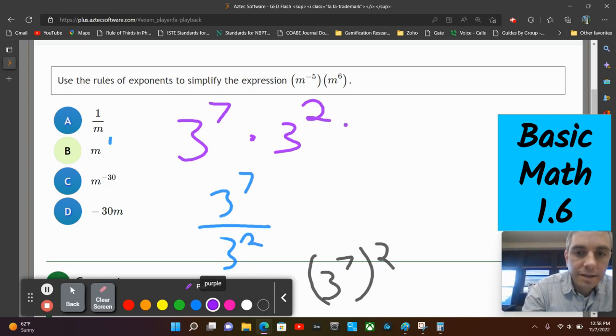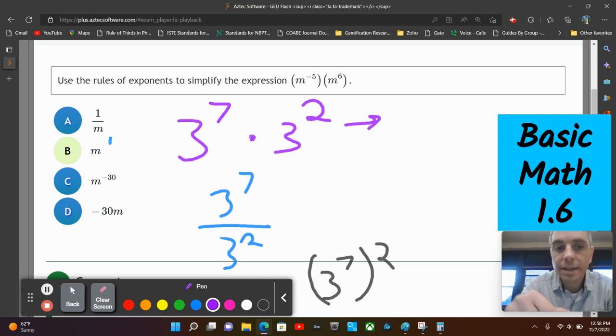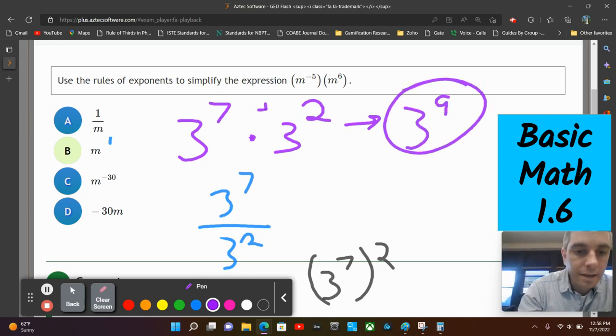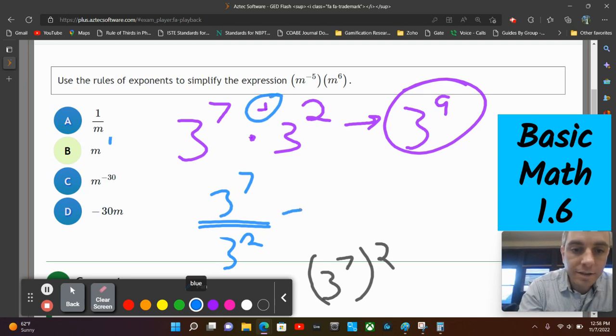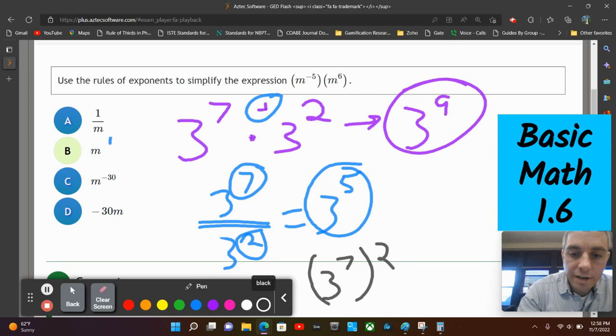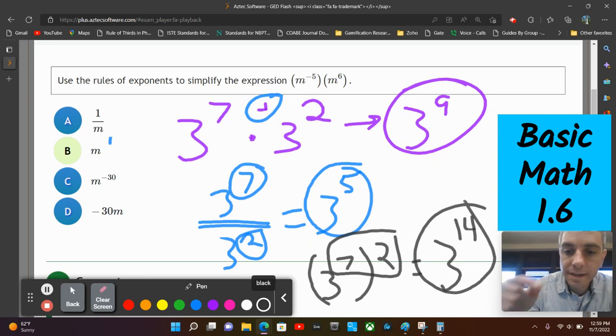So the first one is multiplying with the same number, the same big number, in this case the 3. In that case, you add 7 plus 2, so that'll be 3 to the 9th power. The second one, when you're dividing, you do the exact opposite of adding, which is subtracting. Top number minus the bottom number. So that's going to be 7 minus 2, in that order. 3 to the 5th power. Now the final one, when you have two exponents back to back like that without anything in between except for parentheses, you multiply those. So this is going to be 3 to the 14th power, 7 times 2.